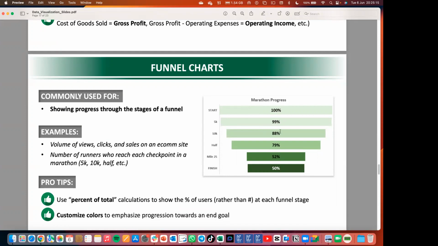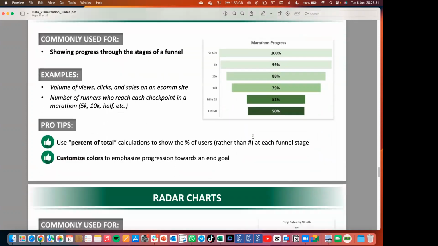At 10K, they had remained 88. At halftime, at half the marathon, they had remained 70. At the finish line, we had 50%. So it clearly shows you the trend. That is a funnel chart. Picking this, it is more like a bar chart.